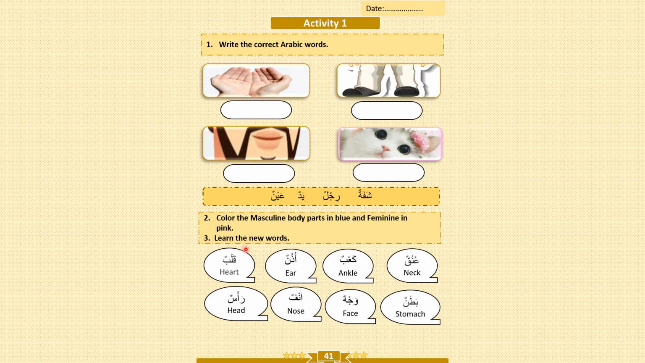And lastly, learn the new words. Unuqun is neck, ka'bun ankle, udhunun ear, qalbun heart, batnun stomach, wajhun face, anfun nose, and ra'sun head. So that's all for today, inshallah ta'ala. The next time we'll meet, we will continue our discussion on gender.